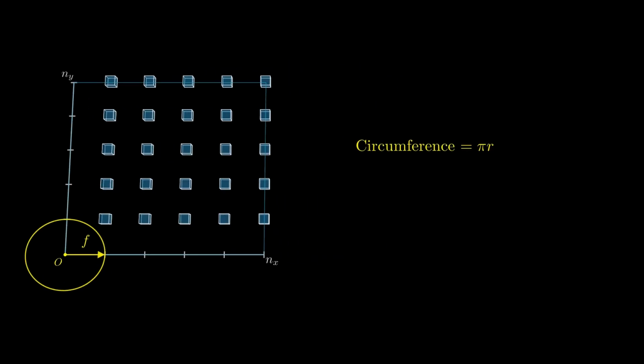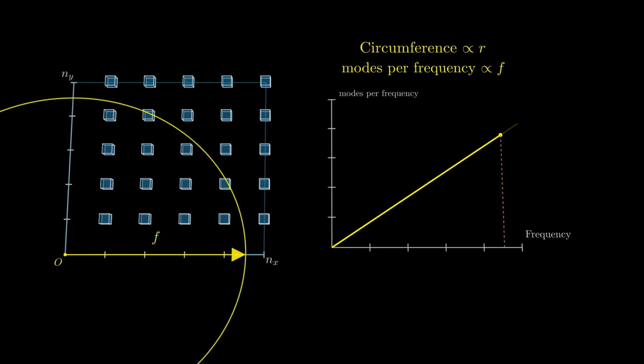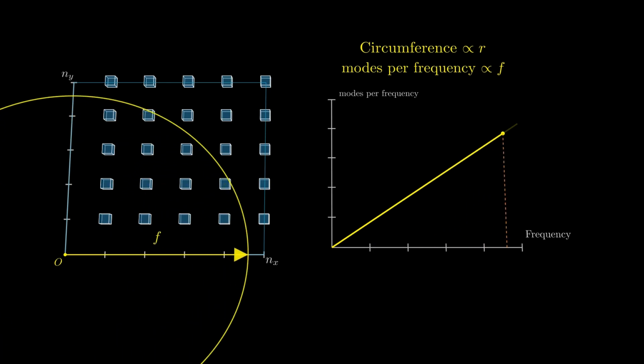Now here's the key observation. The circumference of a circle is proportional to its radius, and since the radius here is proportional to the frequency, that means the number of modes available at that frequency also grows proportionally to the frequency. So in 2 dimensions, the number of modes increases linearly with frequency. And since the average energy contained within each mode is the same, kT, this means the energy density associated with each frequency also increases proportionally with the frequency.